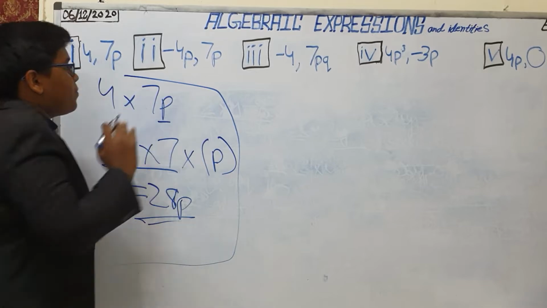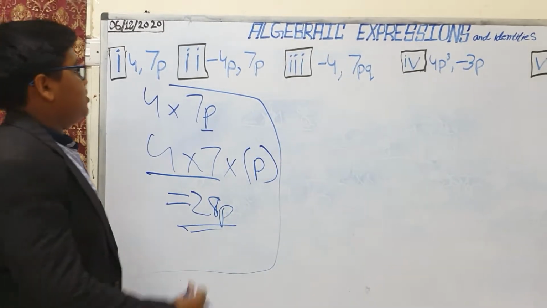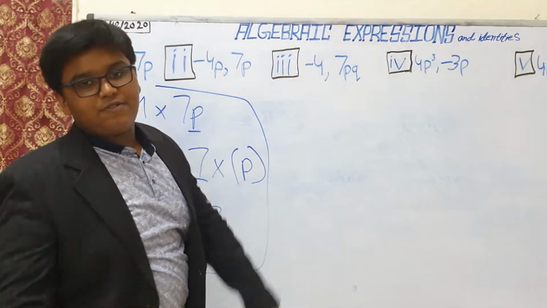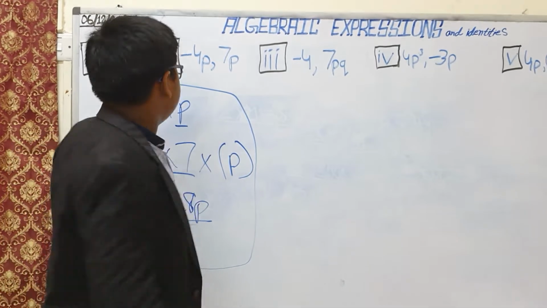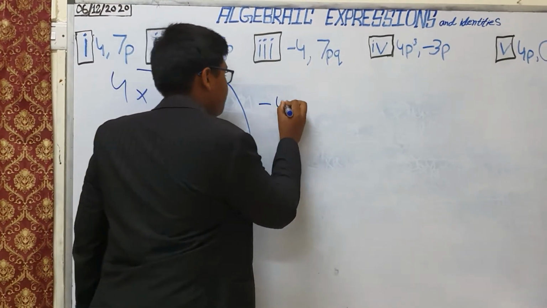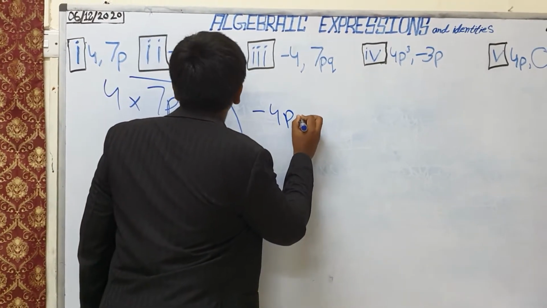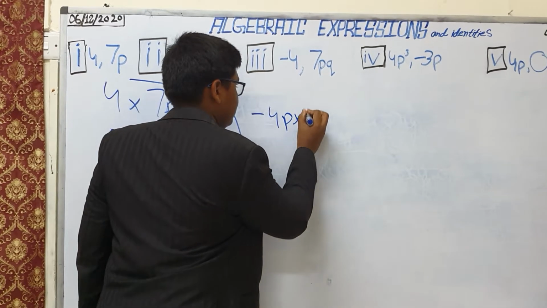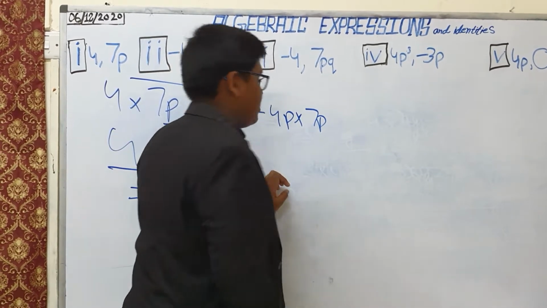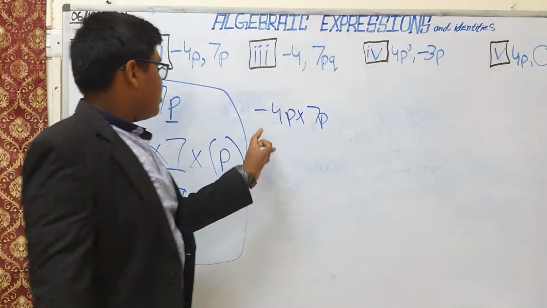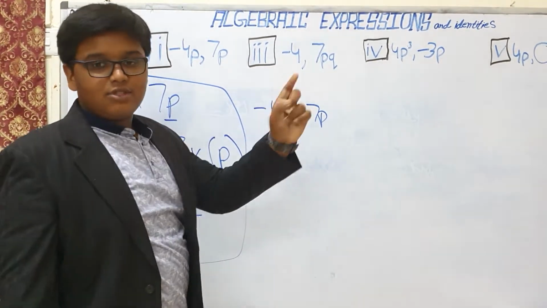Then minus 4p and 7p. In this question also we have two terms: one is minus 4p and one is 7p. We are going to write a multiplication sign here because they are asking us to multiply. So minus 4p into 7p.